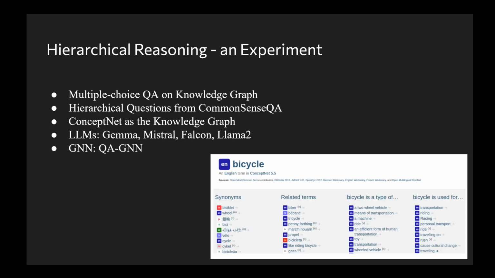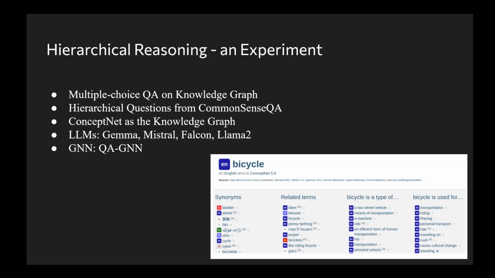So we're going to do an experiment. To limit our scope, we're doing multiple choice Q&A on the knowledge graph, and the hierarchical questions will come from a subset of Common Sense QA, the hierarchical ones. It's one of the most popular data sets for question answering, and I found it to be very, very useful.